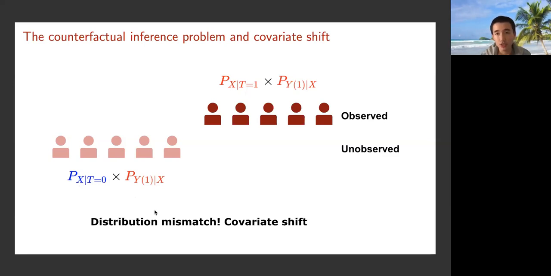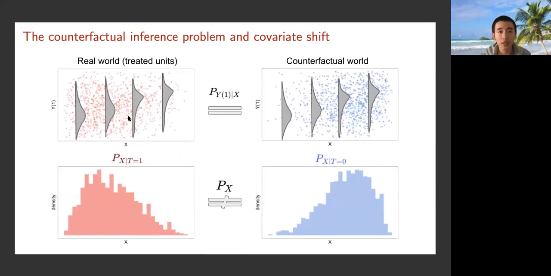And here is the illustration of what's happening. So in the left column, I plot the real world observations, while in the right column, I plot the counterfactual observations. And in the top row, I make the scatter plot of y1 versus x. So now you see these two scatter plots look very different. But what we know is, given each slice of x, the distribution of y1 is the same. And the difference is purely driven by the difference of the covariate distributions.